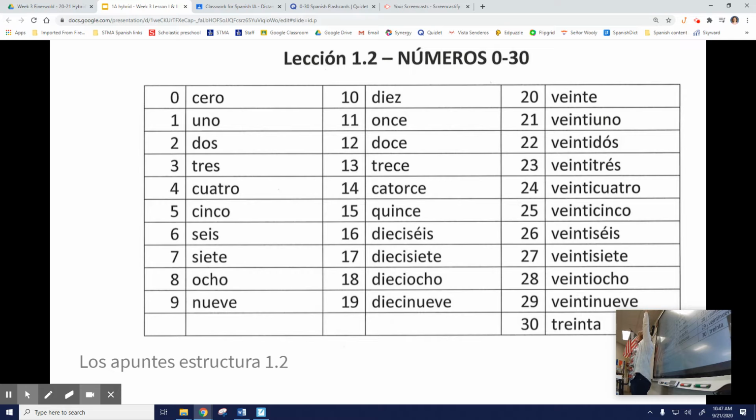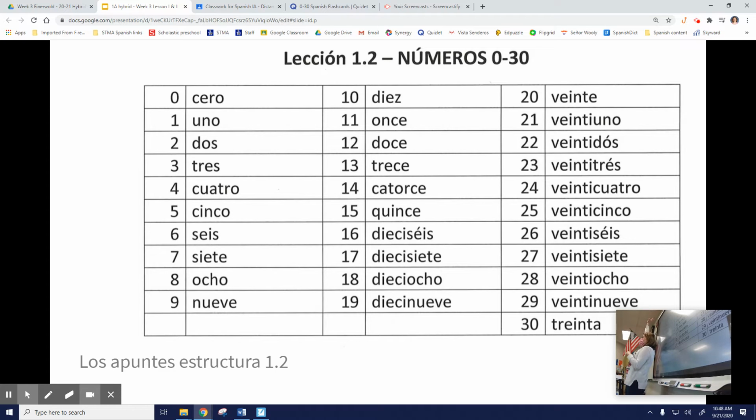Who else? Lily. Good. Lily said they all have the same prefix, whether they're 10s, like diez, or 20s, veinte. I'm repeating what you said so the kids in the distance learning mode can hear what you said, because the mic won't pick them up from your voices.